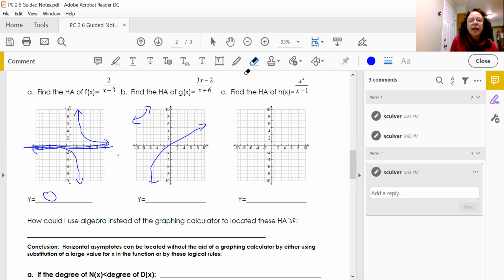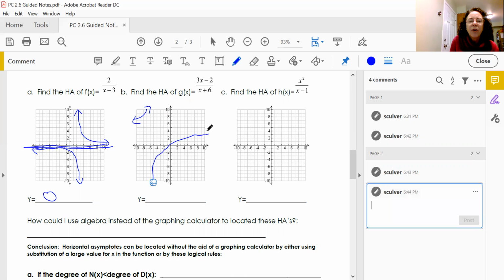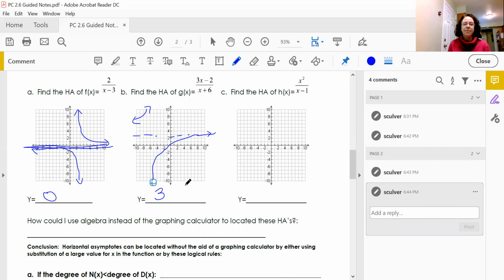You know what, actually I can do a better job here. Let's erase a little. Thank you for hanging out with me and bearing with me on this. Here we go. The horizontal asymptote seems to occur, seems to flatten out about right there. Let's try that again. There we go. And that would be, if you looked on your graphing calculator, about where y equals 3.